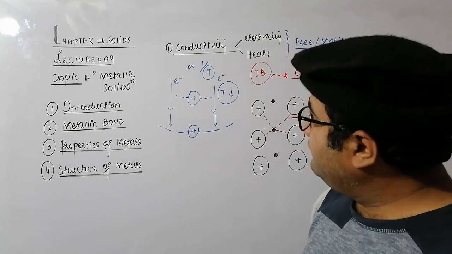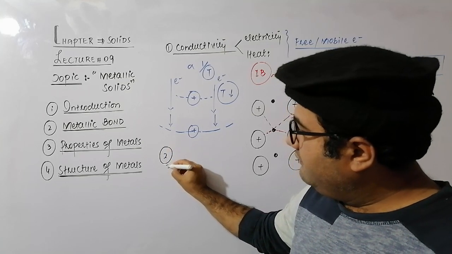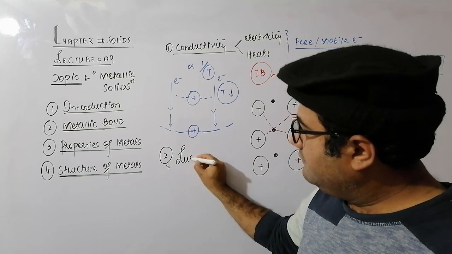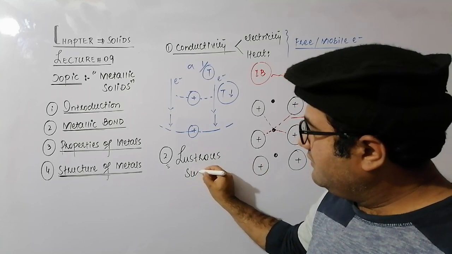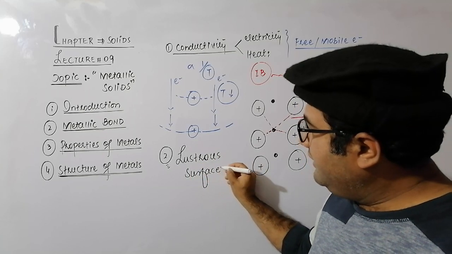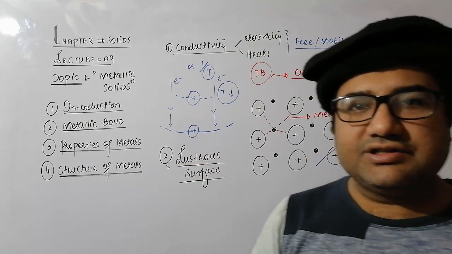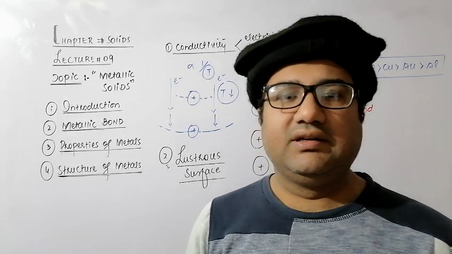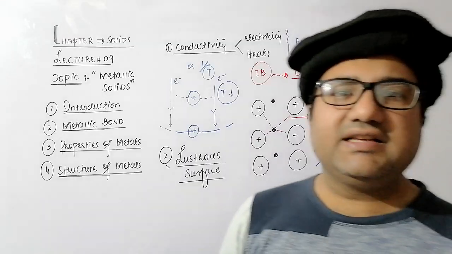Now let us move towards the second property, which is lustrous surface. When a metal is freshly cut, or freshly polished, or freshly prepared, its surface is very bright. This is called metallic luster.